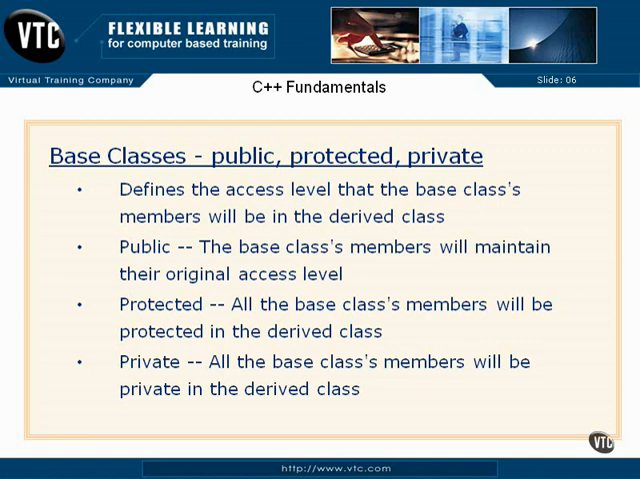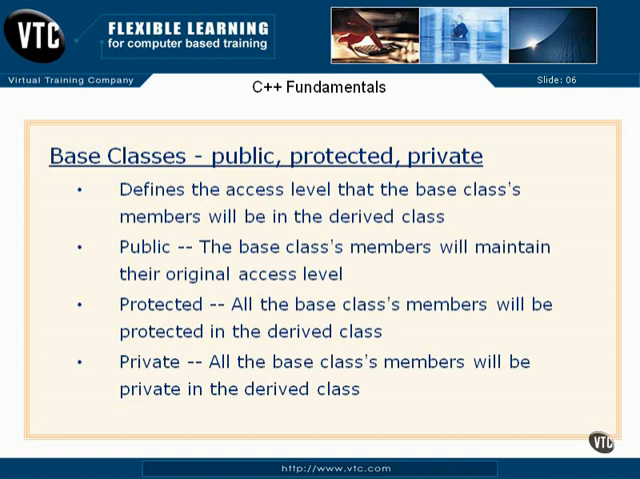If we say protected when we create the derived class, then the base class's members will also be protected, whether they were public or not in their base class. They will now be protected in the derived class. When we say private, then all of the base class members will be private in the derived class. So they're all private as it comes down through.